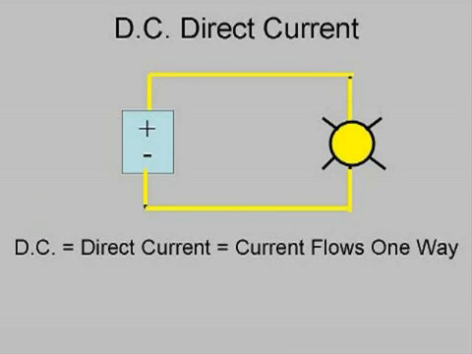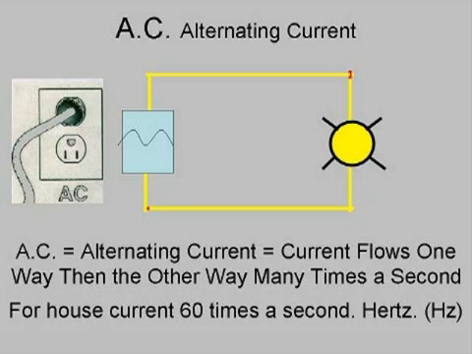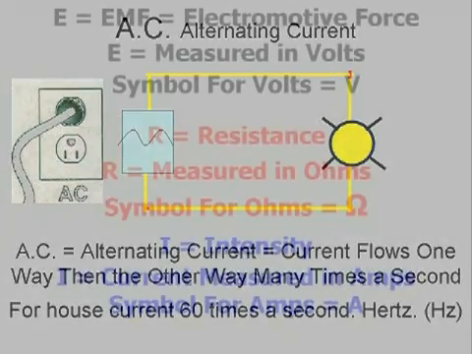I want to talk about the first kind of current flow, which is DC, direct current. Current flows only in one direction, and the circuit has polarity, negative and positive. The next kind of current flow is alternating current, AC. Alternating current means that current flows one way and back again many times a second. In the United States, it's 60 times a second, or 60 hertz. Hertz is frequency, cycles per second.